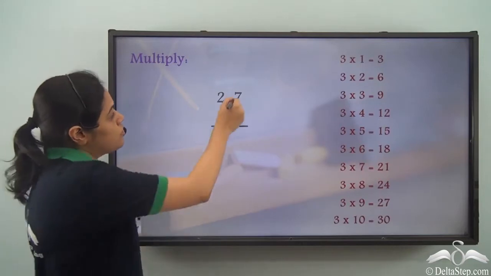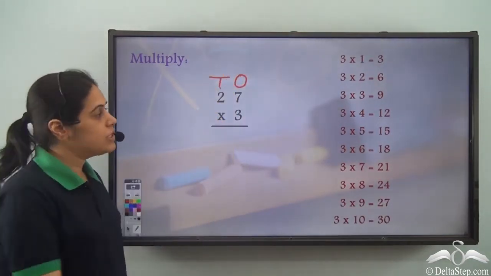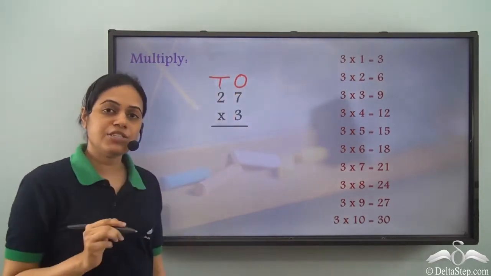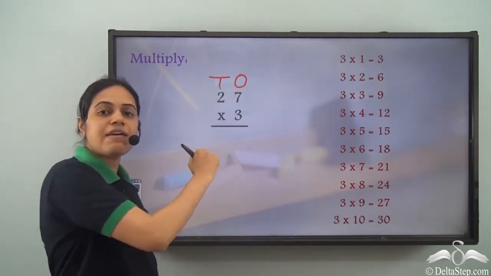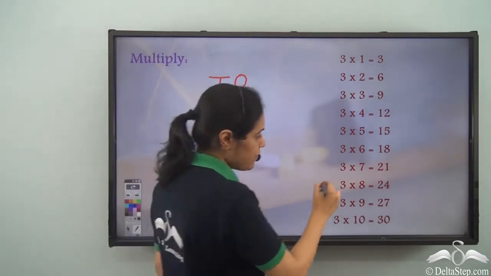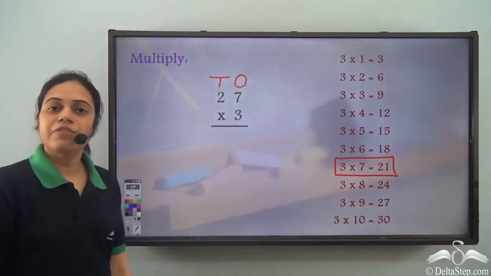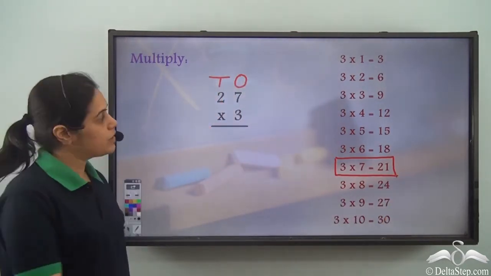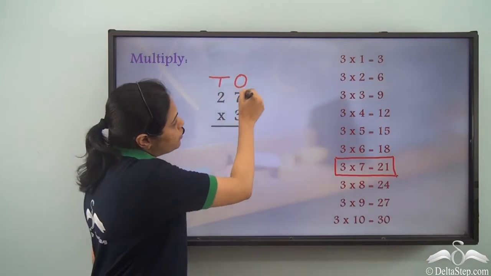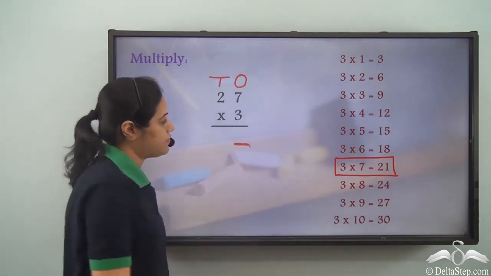How? This is the ones place. This is the tens place. So first I multiply the digit in the ones place. That is 7. 3 into 7. Now in the table of 3, I have 3 into 7, which is 21. So I need to write the answer of 3 into 7 in the ones place.